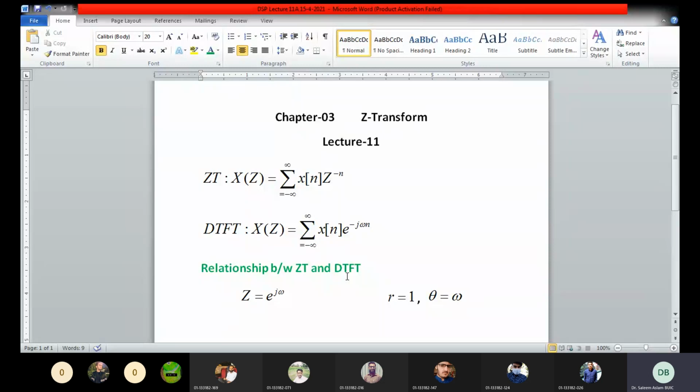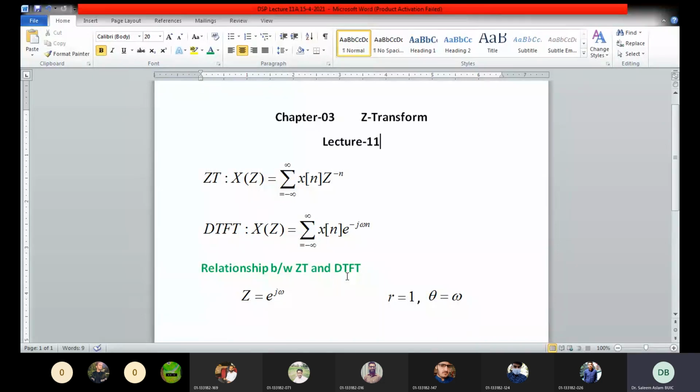Since I said earlier that FIR systems are inherently stable systems, we don't need Z transform analysis for finite impulse response systems. So this is only useful for the stability analysis of IIR systems. So let's start with the formula of the Z transform.